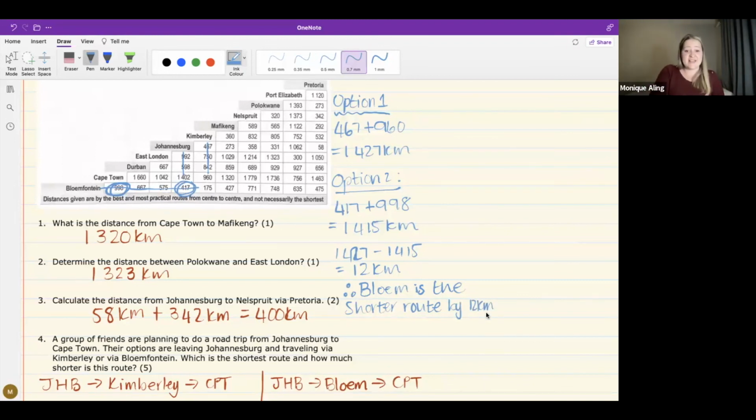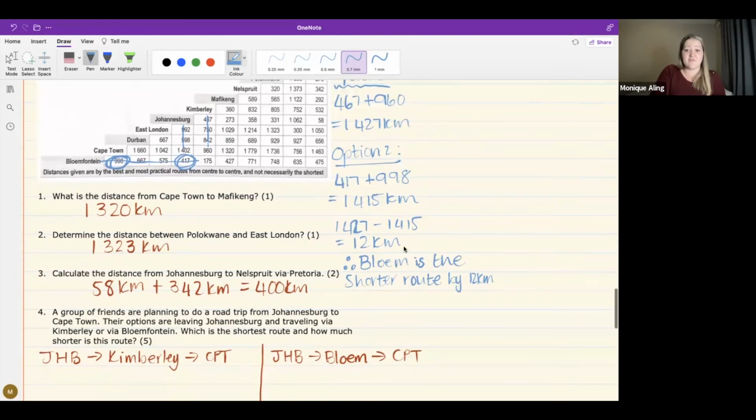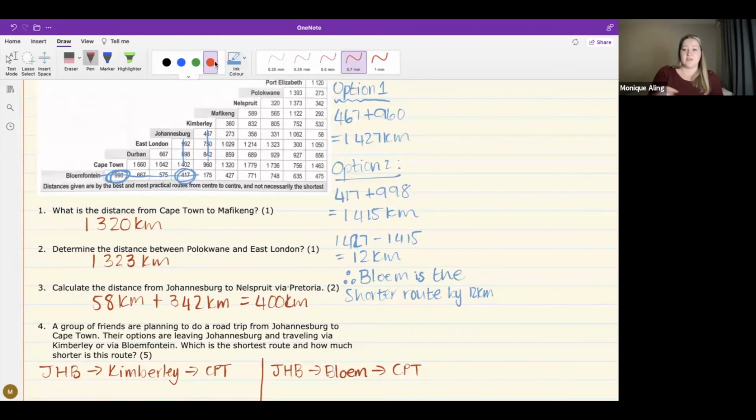So as you can see, that was for about 5 marks. So you're working out the answer of each route, and then your final answer being Bloem and 12 kilometers. Could even be for 6 marks, because of showing the working out for the distance. Nice.